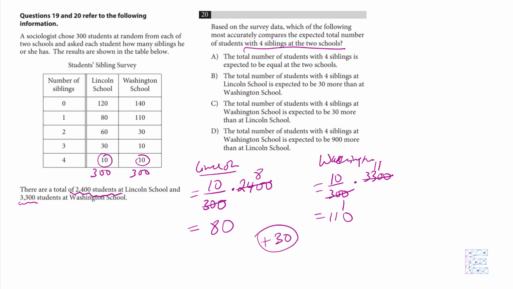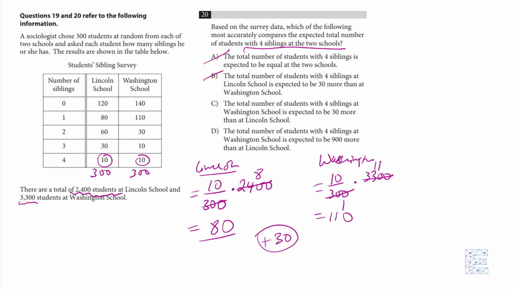So let's go through the choices. The total number of students with 4 siblings is expected to be equal at the 2 schools. Well, clearly that's not true, because 80 is not the same thing as 110. So choice B, the total number of students with 4 siblings at Lincoln is expected to be 30 more than at Washington. So is Lincoln 30 more than Washington? No, it's the other way around. So B is not it.